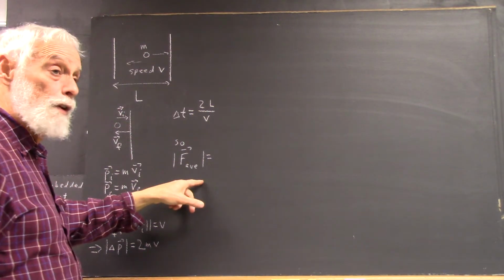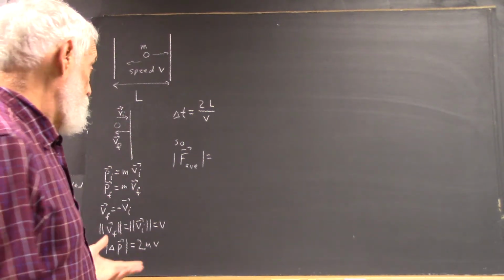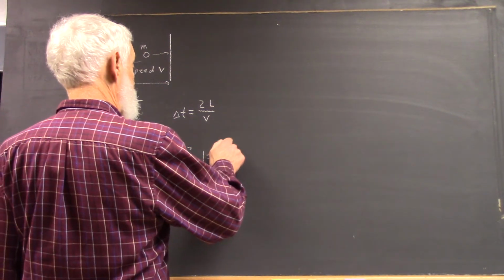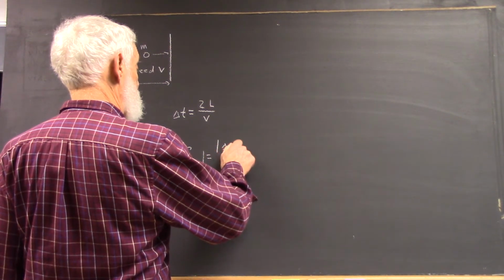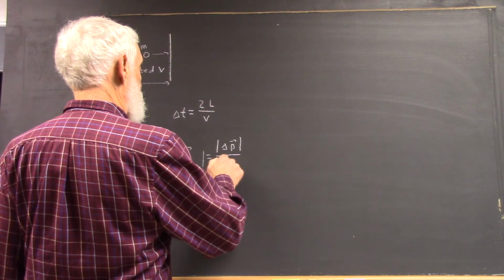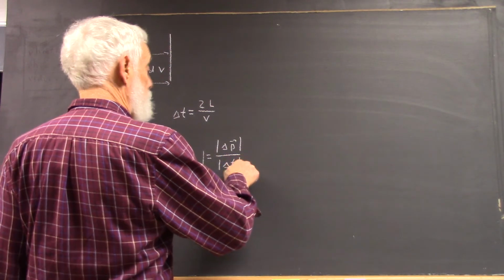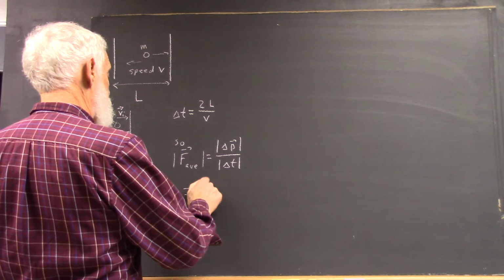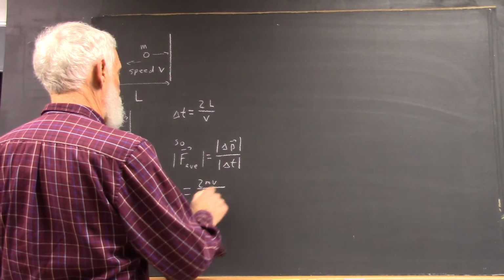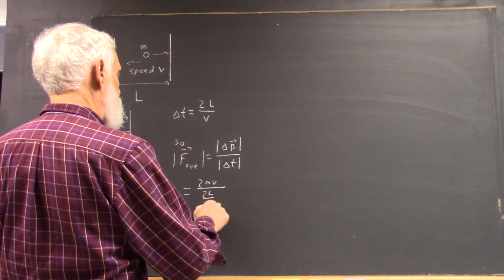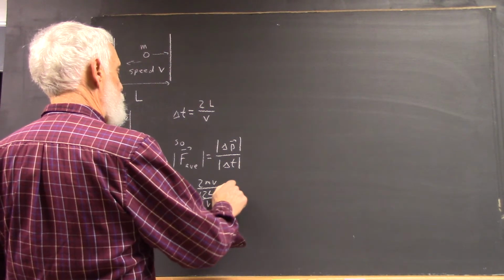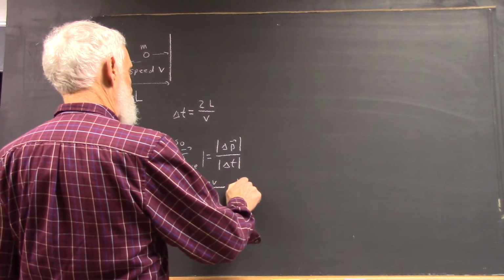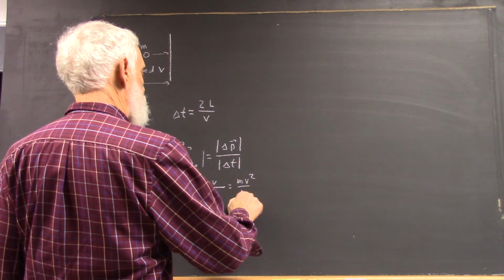So the magnitude of the average force is what? Well, that's the magnitude of the change in momentum divided by the magnitude of delta T, which is 2mv divided by 2L over V, which is mv squared over L.